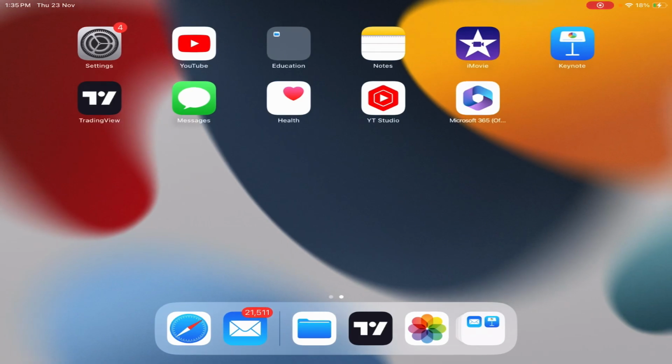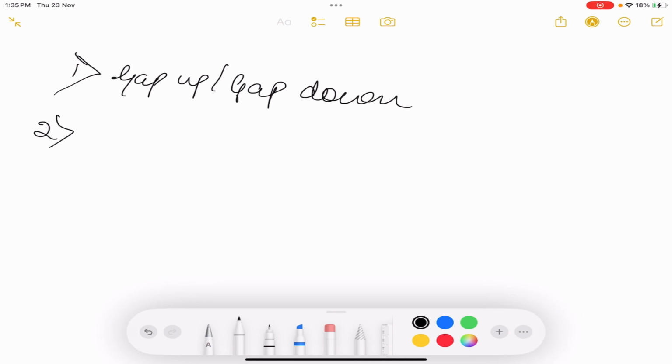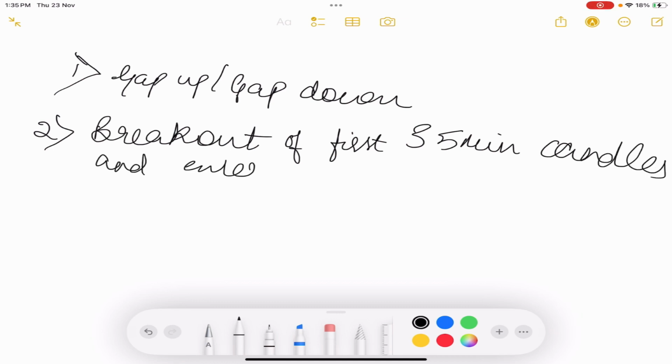So the rules are very simple. I will write it for you. What they have given is that see a gap up or a gap down, and then see the breakout on either direction of the first 3 5-minute candles, enter and let it run for the day, and stop loss can be the day low or the day high.